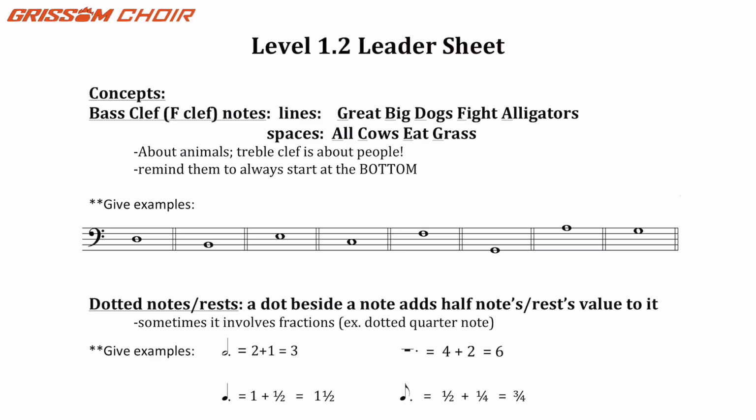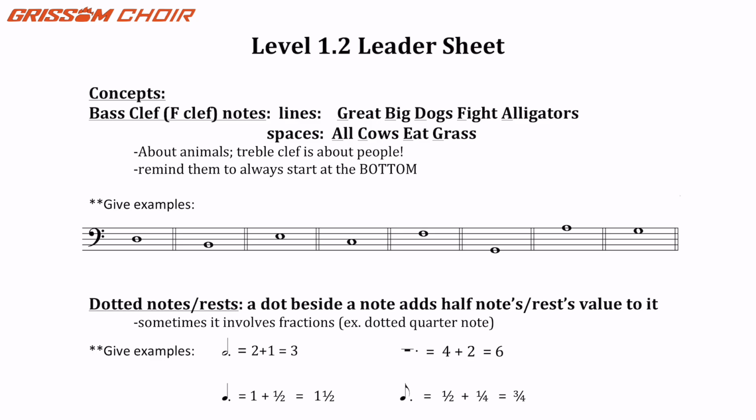The bottom line of the bass clef is G. We have G, B, D, F, A. Great Big Dogs Fight Alligators. And then the spaces, the bottom space is A. A, C, E, G. All cows eat grass. So the lines, G, B, D, F, A. The spaces, A, C, E, G.